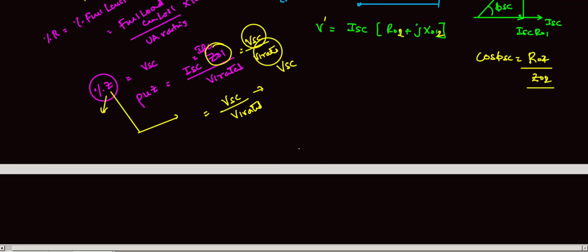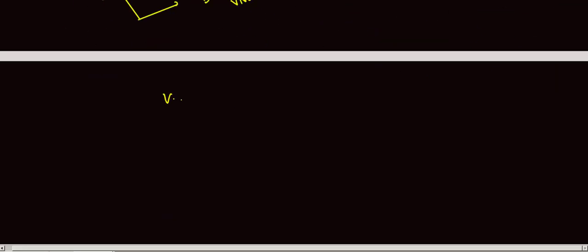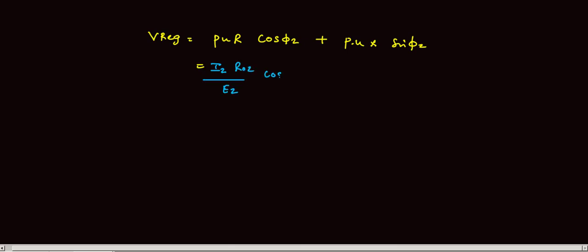Okay, let's see here. What is voltage regulation? Per unit voltage regulation equals per unit resistance into cos phi 2 plus per unit reactance into sin phi 2. We know that per unit resistance equals I2 RO2 by E2 cos phi 2 plus I2 XO2 by E2 sin phi 2.